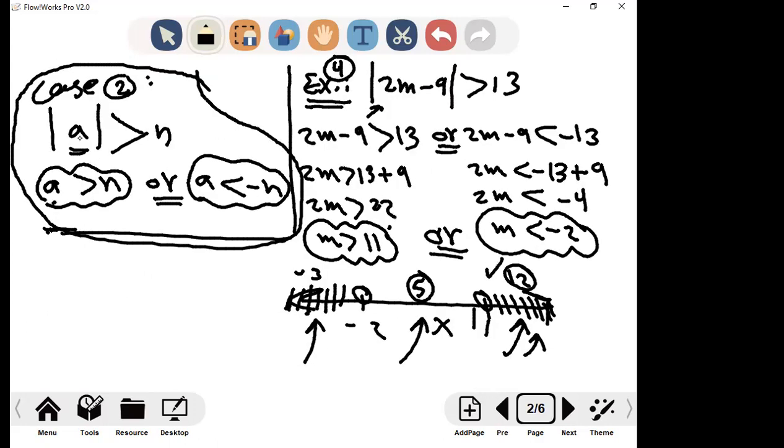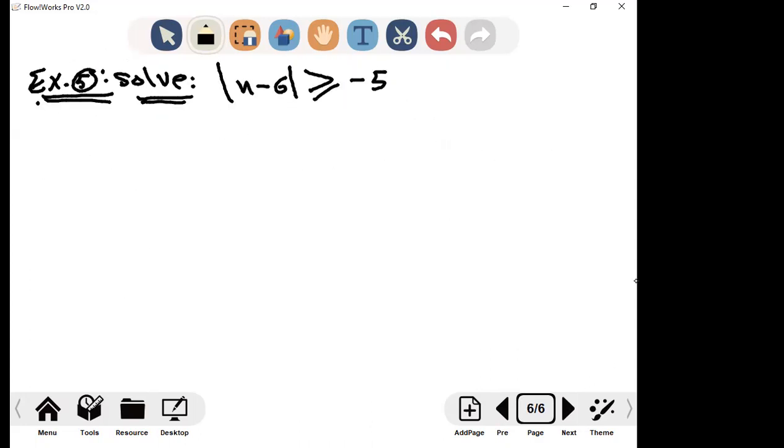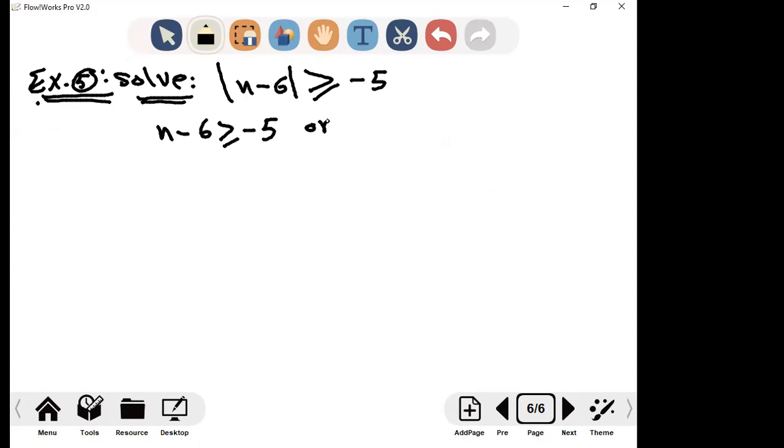Case 2. If the absolute value is more than a number, then the expression inside is more than the same number, or less than the negative of that number, right? Yeah, let's go and apply. So if the absolute value of n minus 6 is more than or equal to negative 5, then n minus 6 is more than or equal to negative 5, or n minus 6 is less than or equal to negative 5, right?